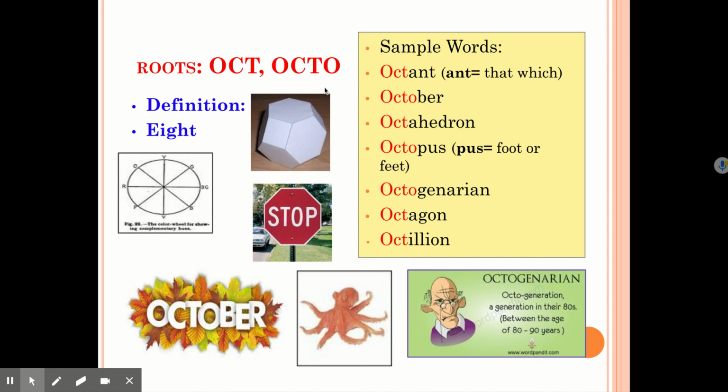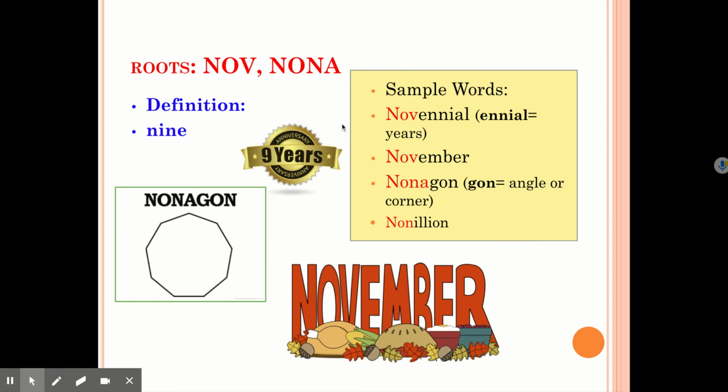Oct and octo meaning 8, ant meaning that which, and pus meaning foot or feet. And nov and nona meaning 9, ennial meaning year or years, gon meaning angle or corner. And those are all the roots for list number 12.